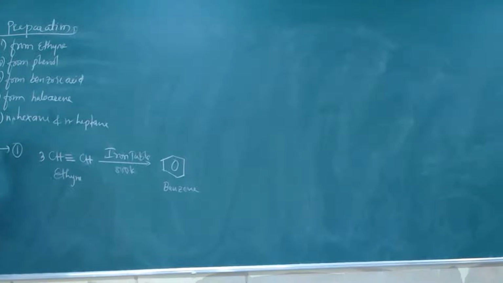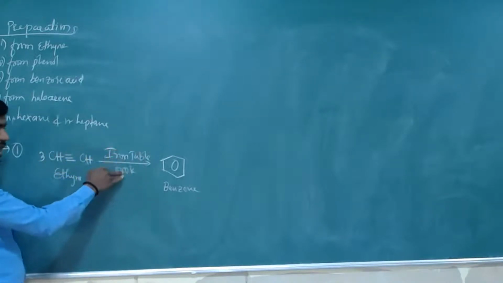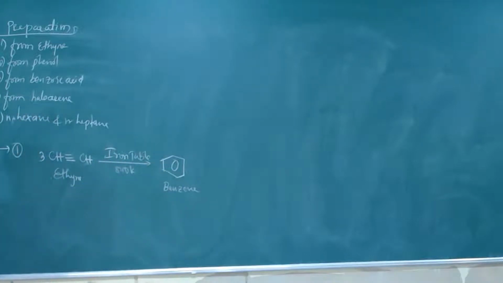In detail, like in chemical properties, is it required? If you want, you can write CH triple bond CH, CH triple bond CH, CH triple bond CH. One bond gets shifted between these two carbon atoms simultaneously, and this gives the benzene ring. So this is the first preparation. Simple. When acetylene is passed through an iron tube at very high temperature, this gives rise to benzene. One reaction is completed.